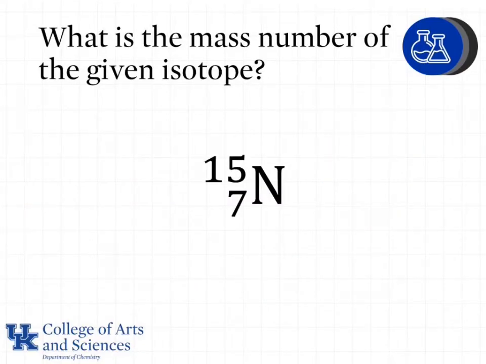What is the mass number of the given isotope? The mass number is 15. In the isotopic symbol, the mass number is always given at the top.